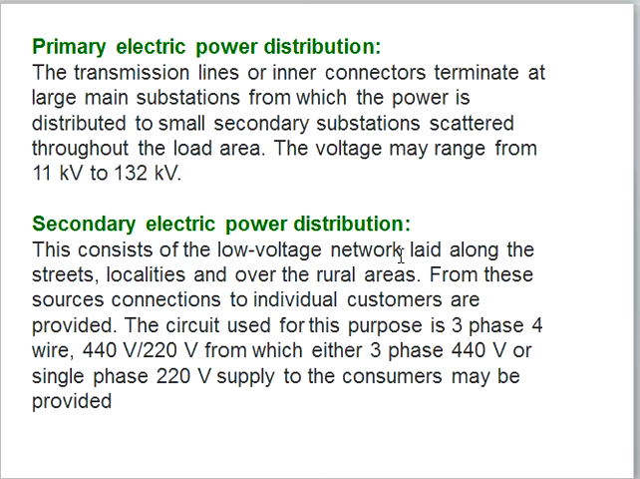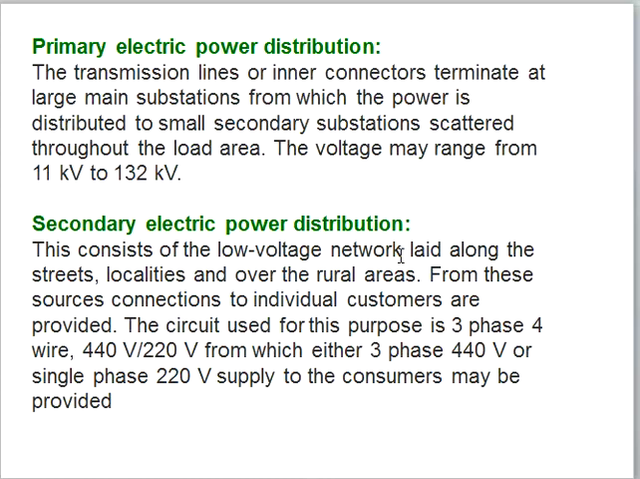Here's the difference between primary electric power distribution and secondary electric power distribution. For the primary, the transmission lines terminate at a large main substation, from which the power is distributed to small secondary substations scattered throughout the load area. The voltage range for the primary power distribution is from 11 kV to 132 kV.